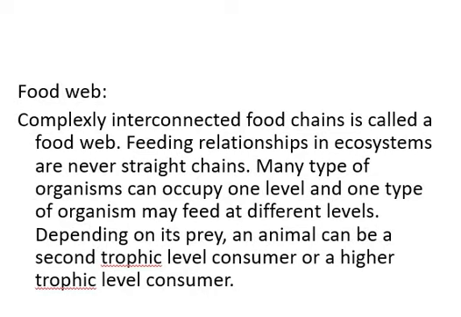What is food web? Food web is actually a network of different food chains. Interlocking of different food chain is called as food web. Complexly interconnected food chain is called a food web. Feeding relationship in ecosystem are very rarely a straight chain. Many type of organisms can occupy one level, and one type of organisms may feed at different trophic levels. Depending on its prey, an animal can be a second trophic level consumer or a higher trophic level consumer in an ecosystem.